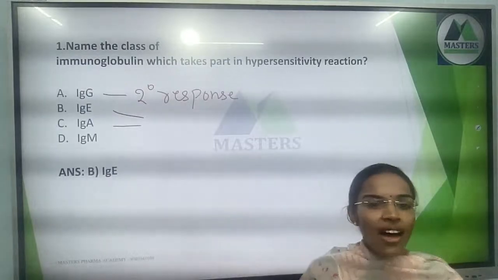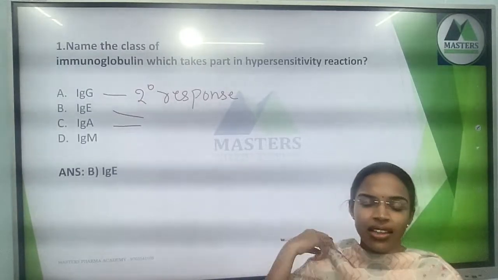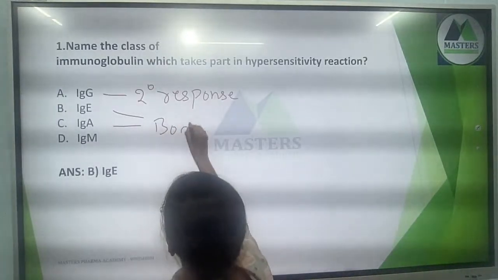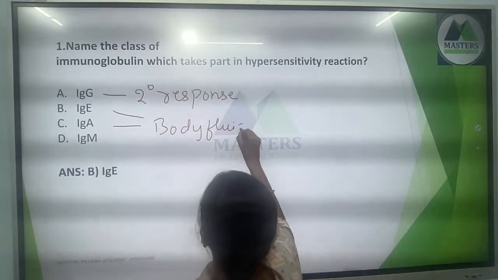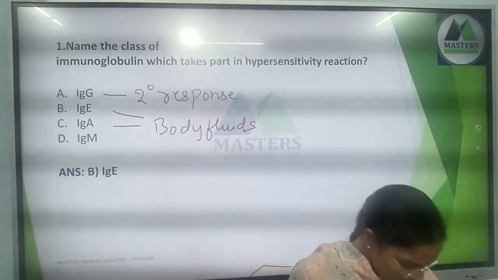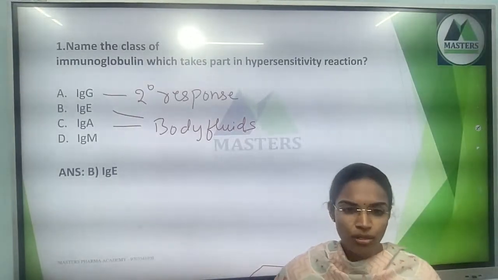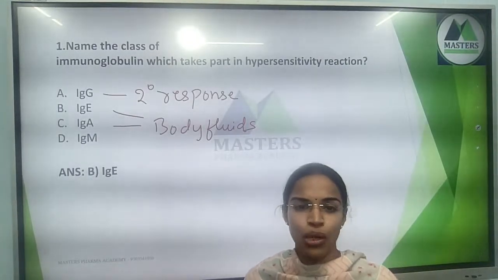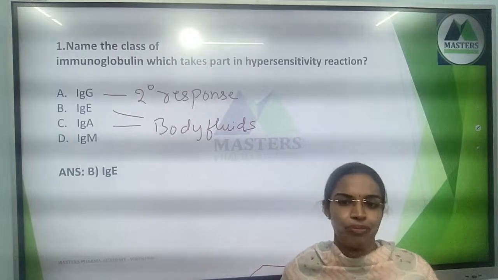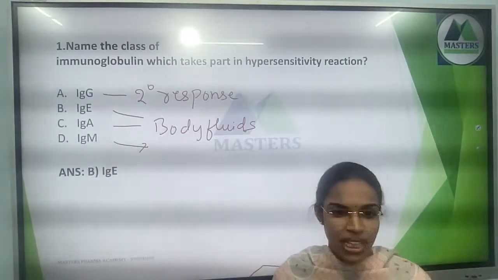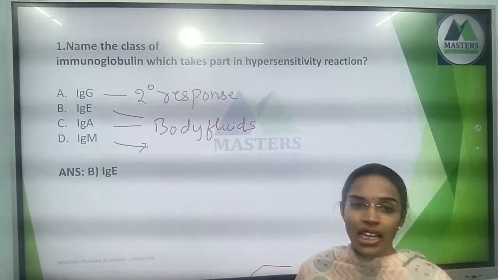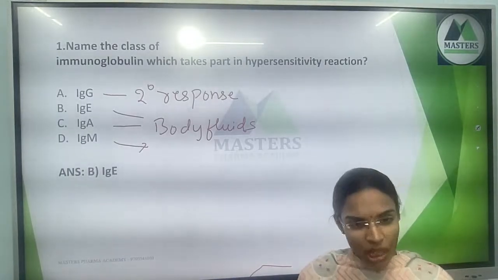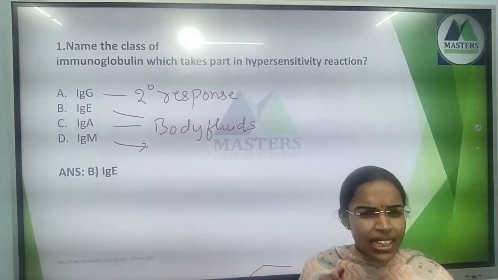IgA is usually found in body fluids. It prevents the attachment of bacteria and viruses to the cell membranes. And the last one is IgM. IgM is the largest immunoglobulin present in our body. It is a pentameric antibody and it is the largest antibody.